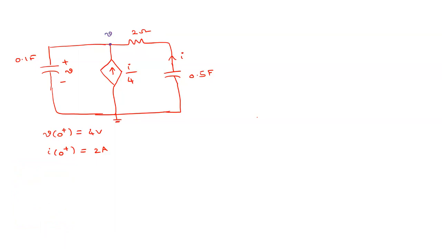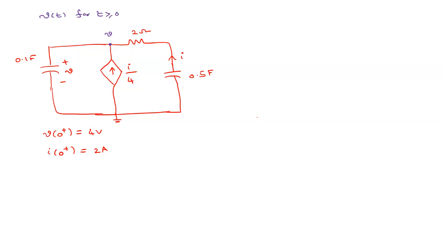We use KVL and KCL in different loops and at different nodes, and we need to bring out one differential equation. In this circuit, what we need to find is V of t, for t greater than 0. If it is possible, we find V of t straight away. Otherwise, by some other means, we obtain the required one.